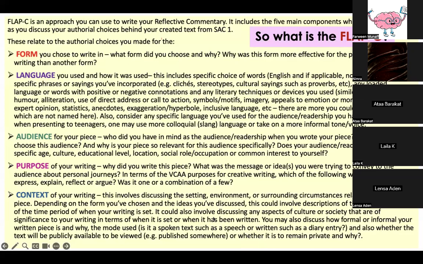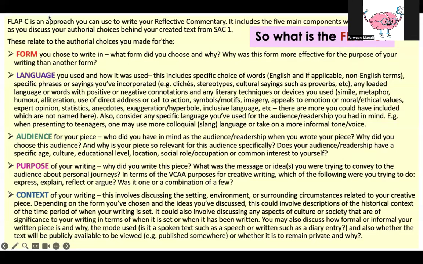Because remember, we're linking everything back to personal journey. Under context, we also then talk about the mode that was used, okay? So is the mode that you're using a publicly published kind of piece of writing, or is it privately done? Also, you might discuss how formal or informal your creative writing is.